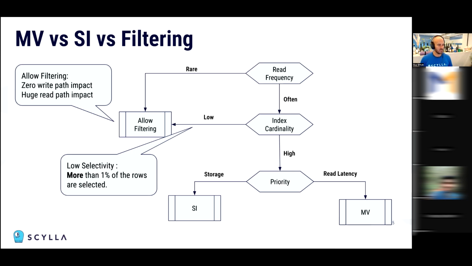So the question is, shouldn't that say less than 1% of the rows are selected? Yeah, I actually think it's correct. It's more than 1% of the rows are selected. So maybe it shouldn't be low. Maybe it should be high here. So high selectivity. Yeah, I have to think about that. But the definition, or what I want to say, is that a lot of rows are being selected.